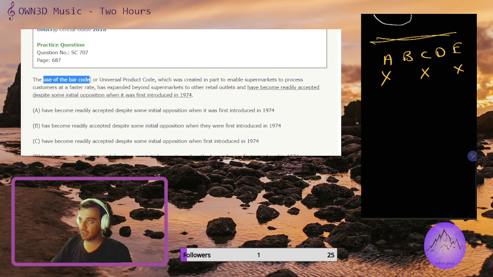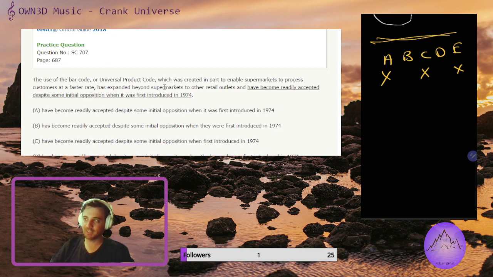So "use of the barcode" is essentially a noun phrase, an appositive, as I just looked up. We're talking about the use, the noun. "Or universal product code" just describes something else it could be called. "Which was created, blah, blah" is just talking about when it was created, all just descriptions. And so the sentence continues here: the use has expanded. That's the sentence.